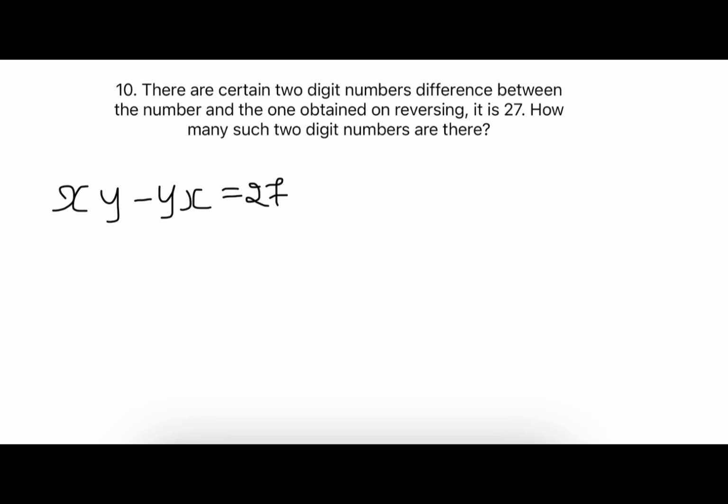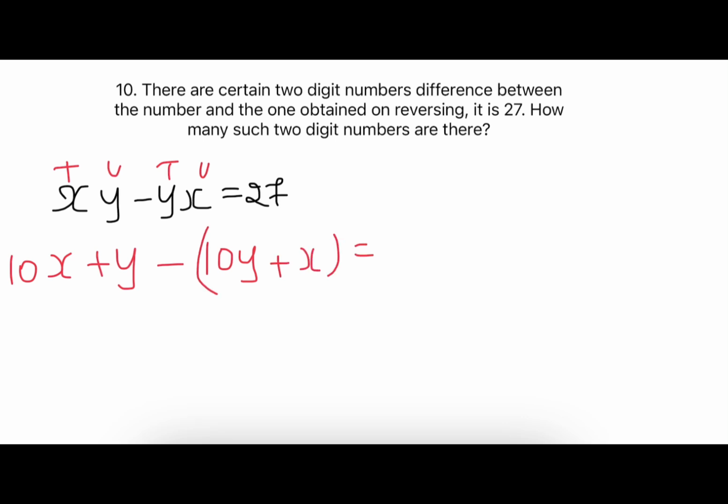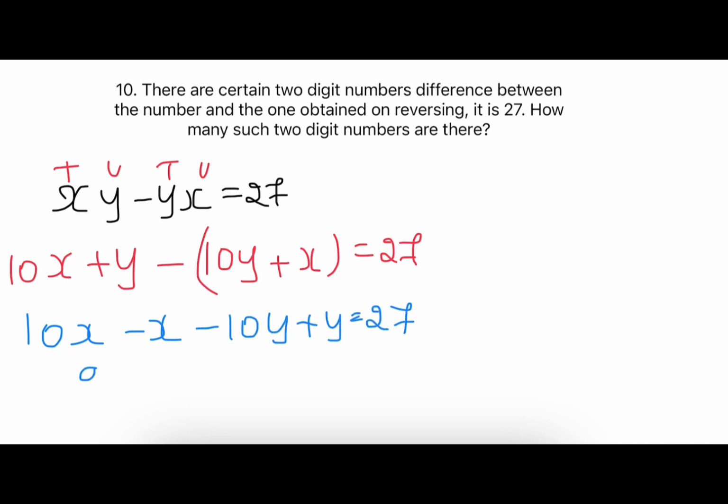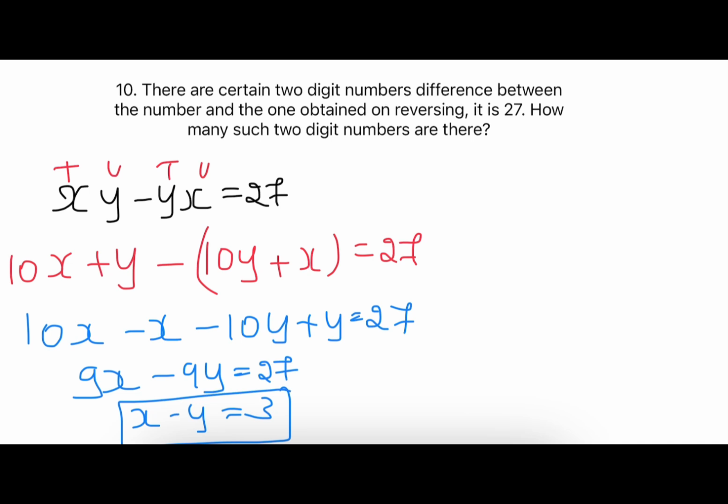So now when we simplify this further, as we have done with the help of place value, this is the units place, this is the tens place. That should be extremely clear. So 10x plus y minus, and that also should be there in our mind, minus of 10y plus x is equal to 27. So let us solve this further. We have 10x minus x minus 10y plus y is equal to 27. So this is 9x minus 9y equals 27, or 9 taking common, x minus y, 9 threes are 27. The difference between the two digits has to be 3.